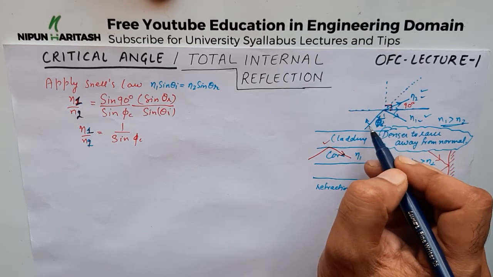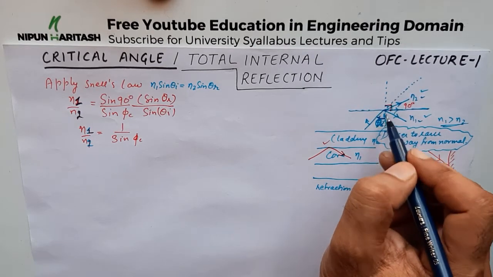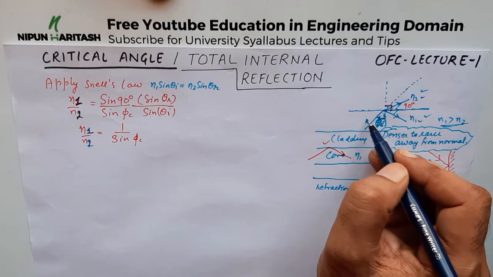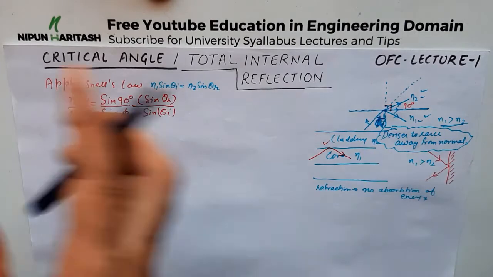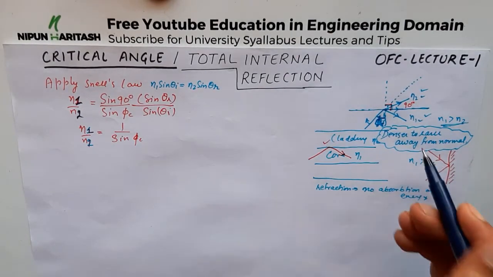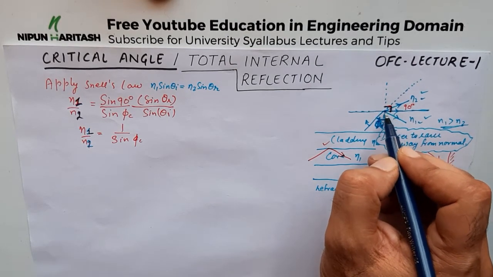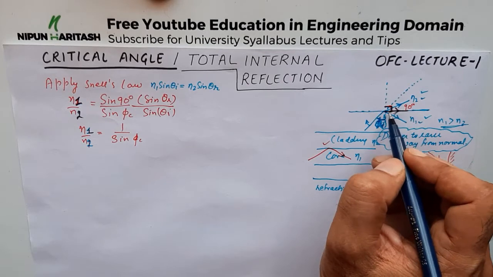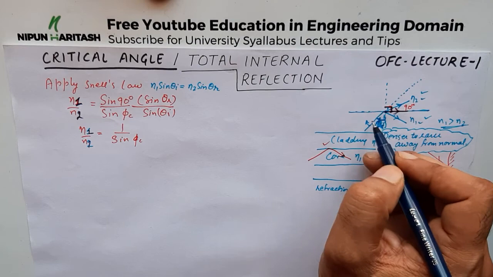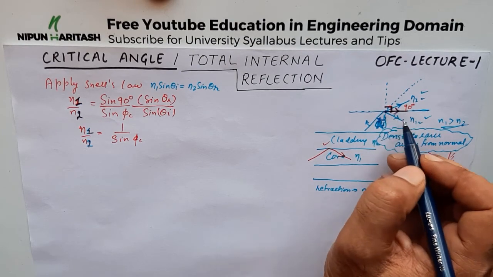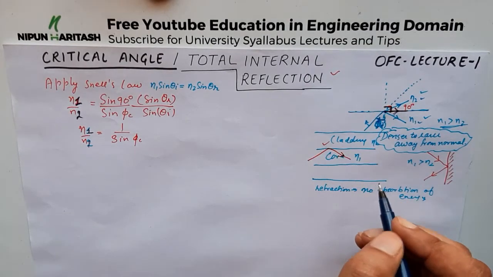Now what will happen if I increase this incident angle? This is, by the way, the incident angle made with the normal of the boundary. At a certain angle, theta c, which is known as the critical angle, the refraction will be large enough that it makes a 90 degree angle here. So it will not go into the other medium at all. It will stay at the boundary, and beyond the critical angle it will come back, and that is known as total internal reflection.